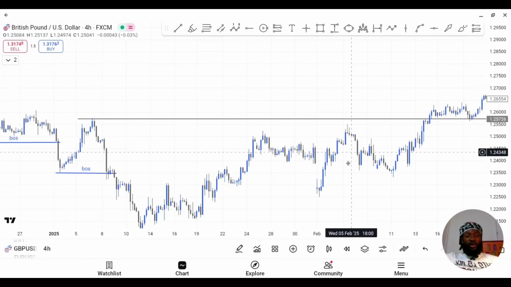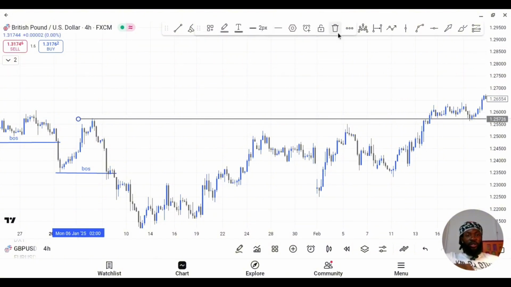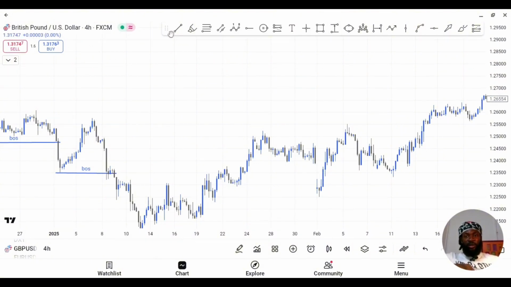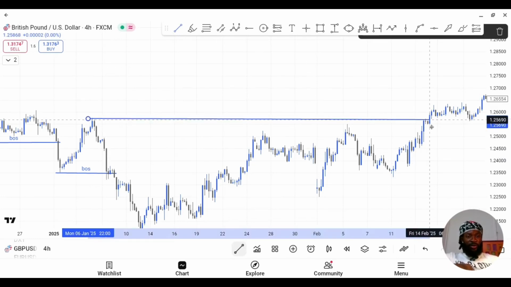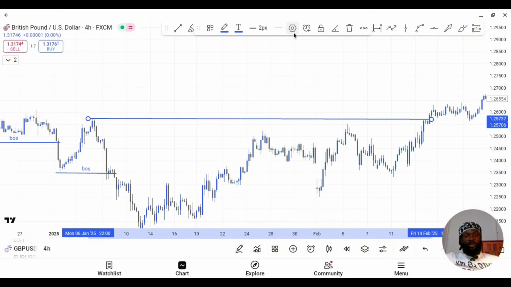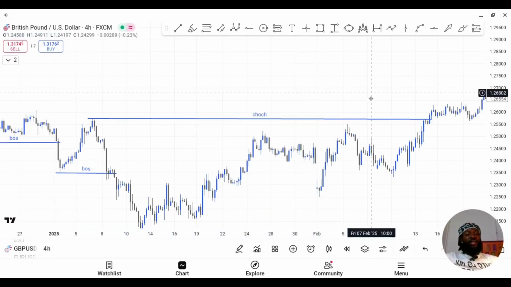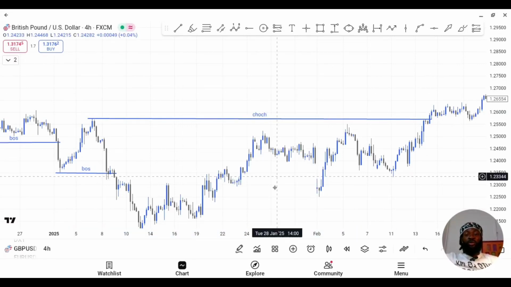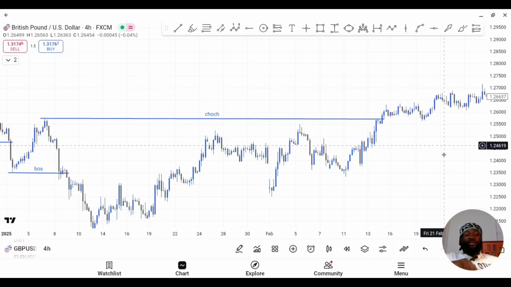Now here, see what happens. We had a change of character. You see, we had a change of character. Now we know that the market reading has changed, because we are no longer interested in selling anymore, because we already had our change of character. We only have interest in buying our markets now.